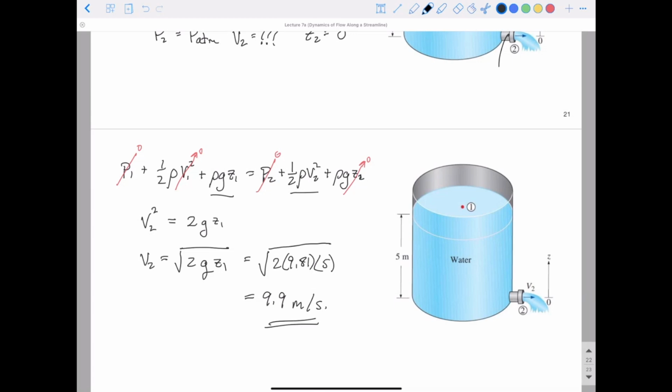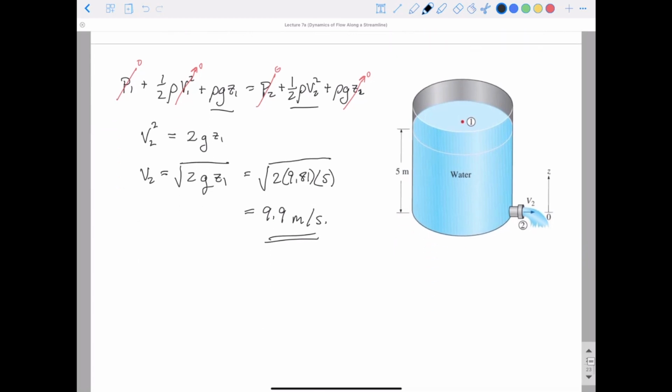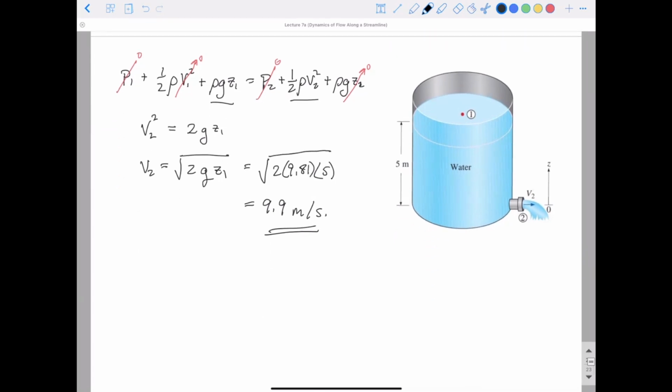Good. So that's the first half. That was basically developing Bernoulli's equation and applying it to a simple problem. In the next half of today's lecture, we'll be looking at some applications of Bernoulli's equation and some flow devices that make use of Bernoulli's equation to actually measure flow.